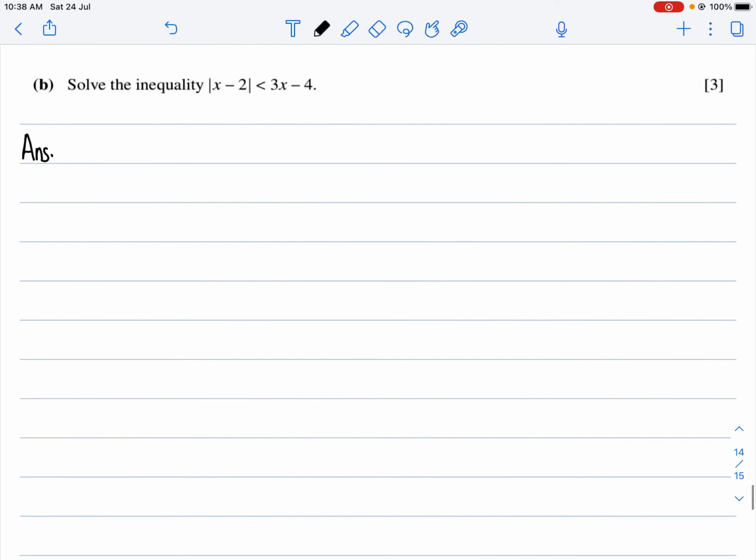Here I need to solve the inequality where the mod of x minus 2 is less than 3x minus 4. So the first thing we need to do is graph y equals 3x minus 4, which is a linear equation. First we take y as 0. When I take y as 0, I get 0 equals 3x minus 4. So I get 4 equals 3x and x equals 4 over 3.